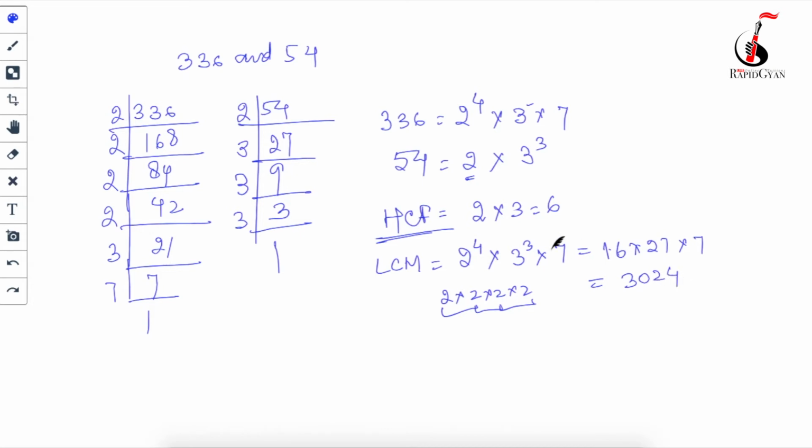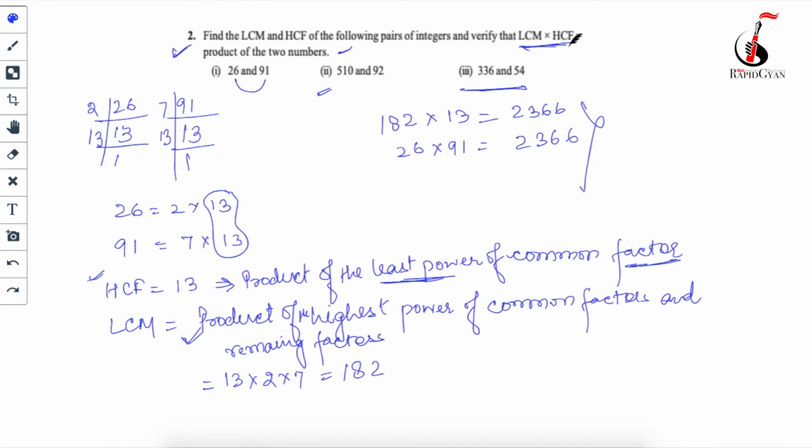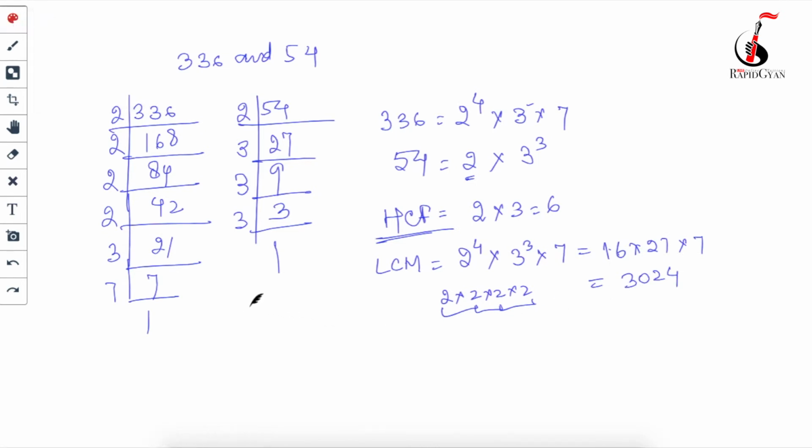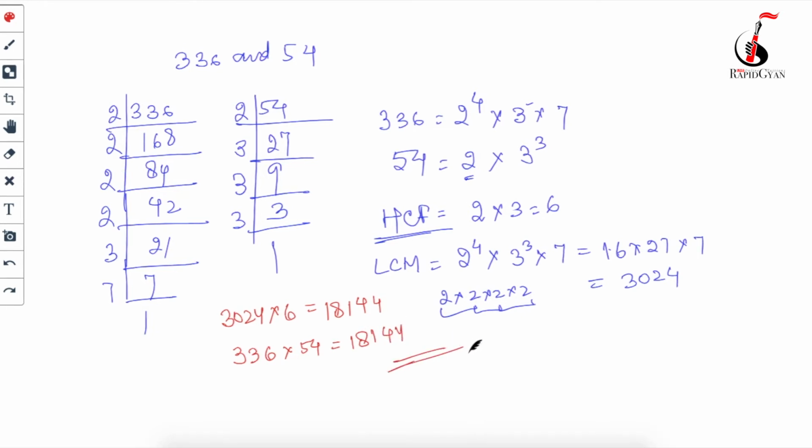Okay, now the next part, where you will have to do the validation, whether LCM multiplied by HCF is equal to the product of the two numbers. So what's your LCM? 3024. If I multiply 3024 by your HCF 6, it's going to give me 18144. And also, if I multiply 336 with 54, it will give me the same value, 18144. That's your solution. Let's go to the next question.